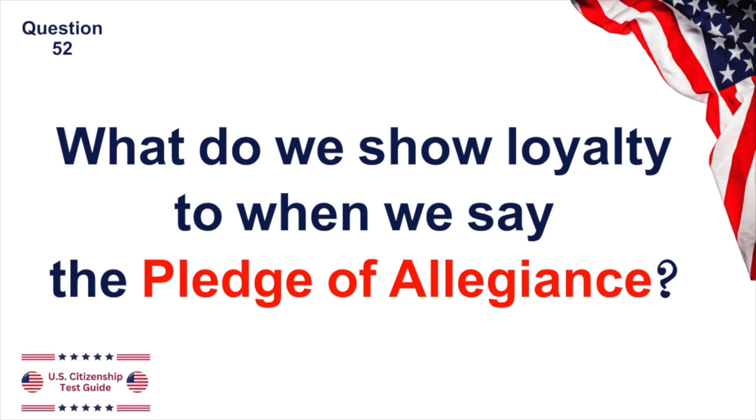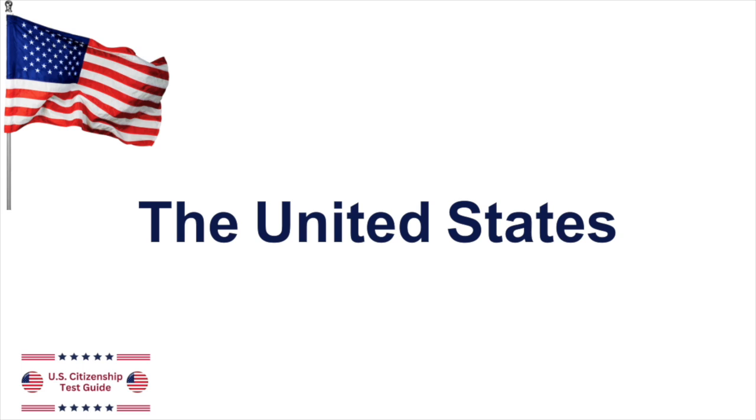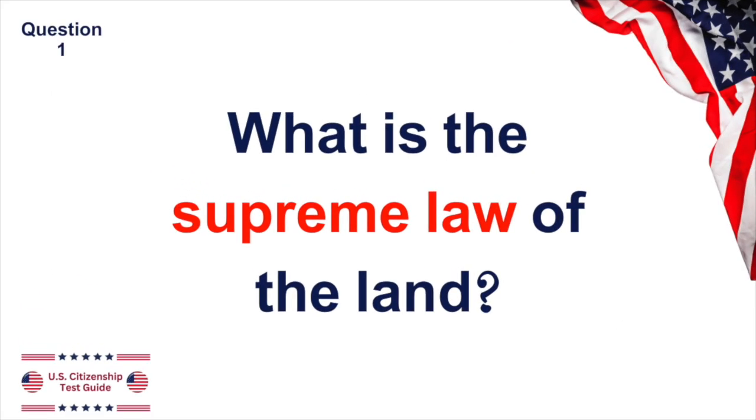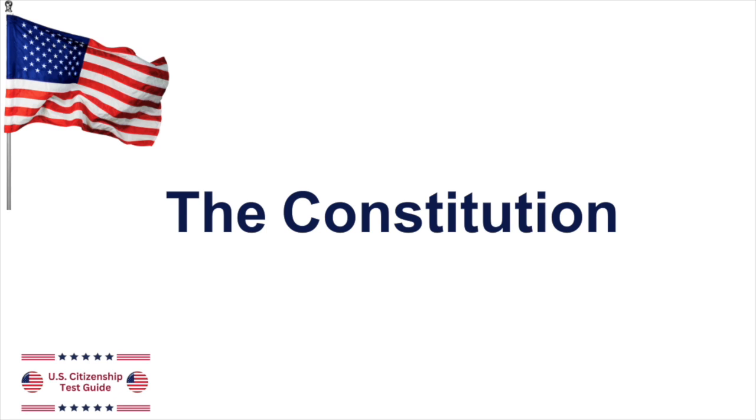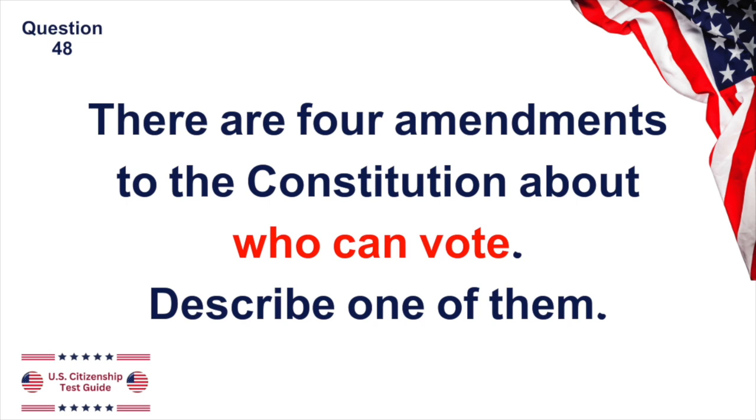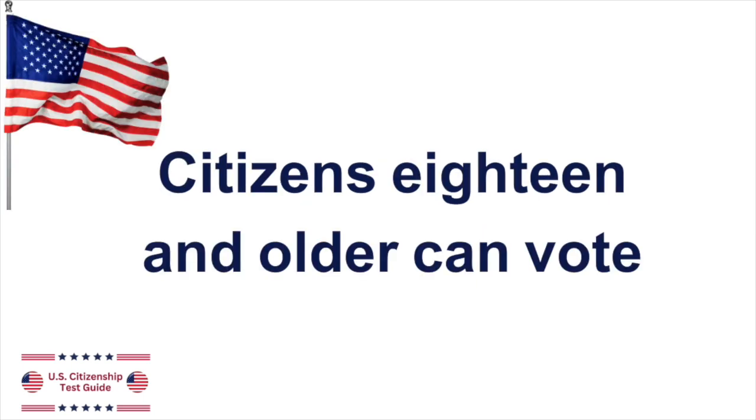What do we show loyalty to when we say the Pledge of Allegiance? The United States. What is the supreme law of the land? The Constitution. There are 4 amendments to the Constitution about who can vote. Describe one of them. Citizens 18 and older can vote.